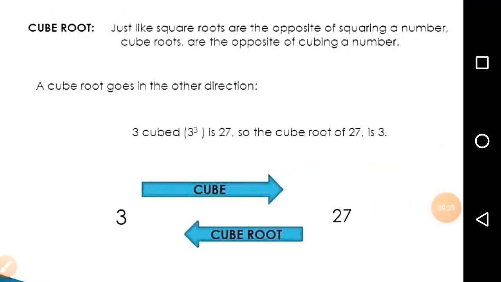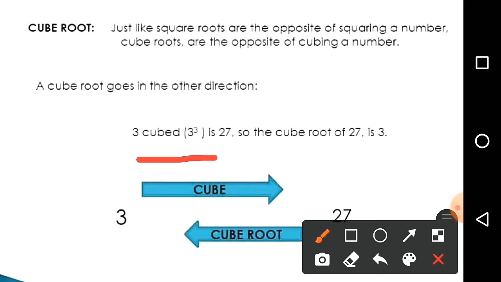Just like square roots are the opposite of squaring a number, in the same way cube roots are the opposite of cubing a number. So a cube root goes in the other direction. So 3 cubed means 27. Okay, 3 cubed is 27.